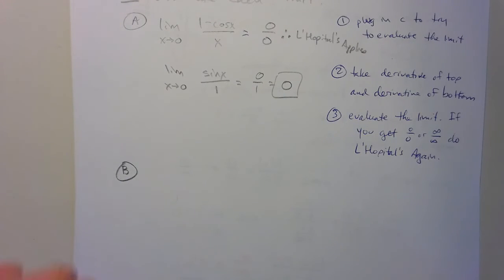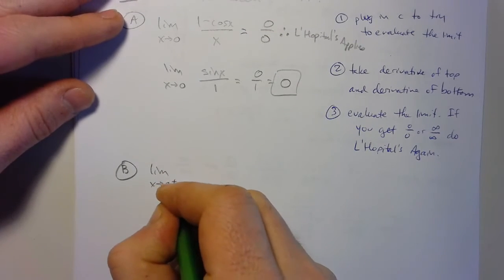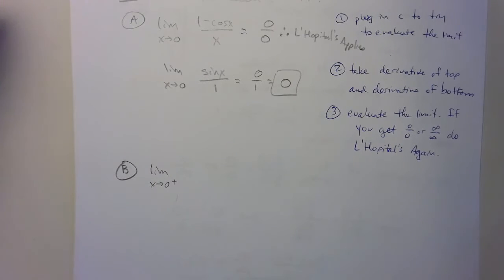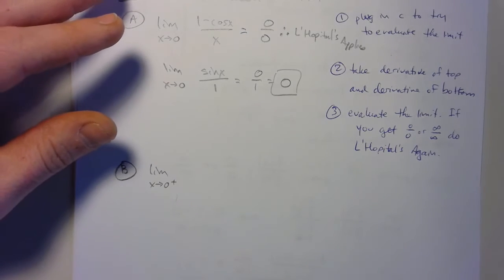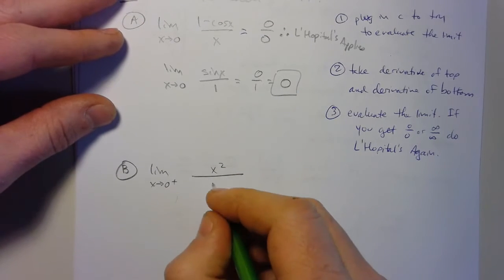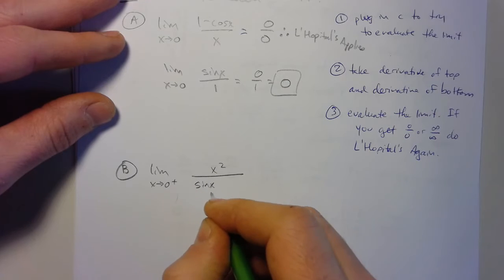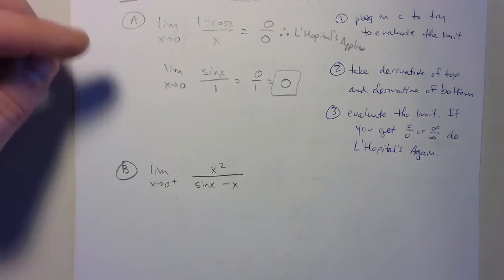Okay. Next example, let's look at this. So let's say we have the limit as x approaches 0 from the right. Now, this from the right might not matter at all for the problem. We'll see. Okay, I'm just putting it there for myself, just to show you can use directional limits. Okay, so we get this.